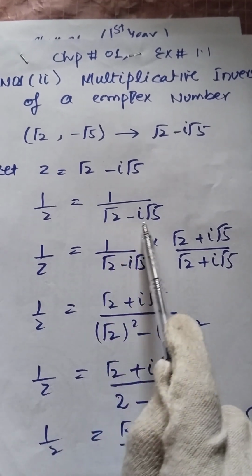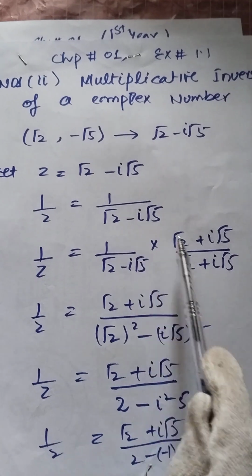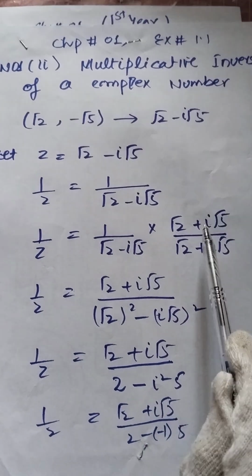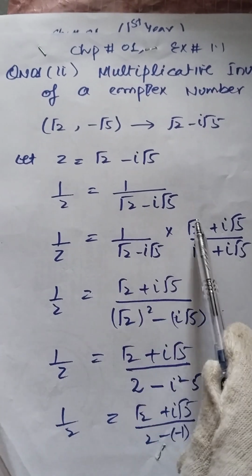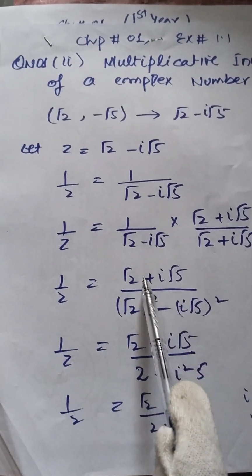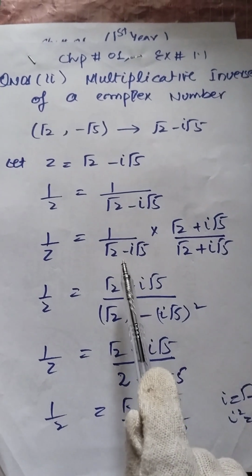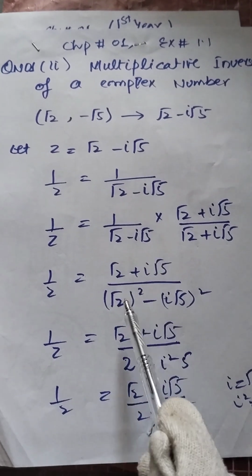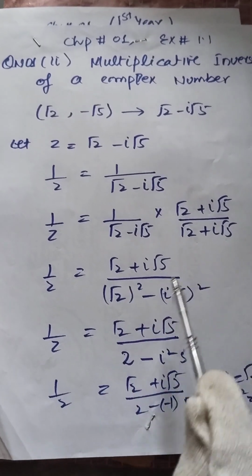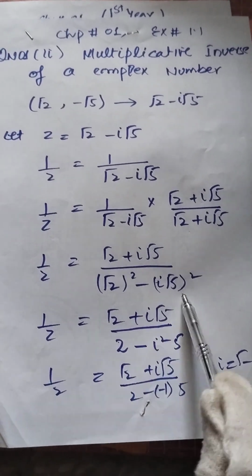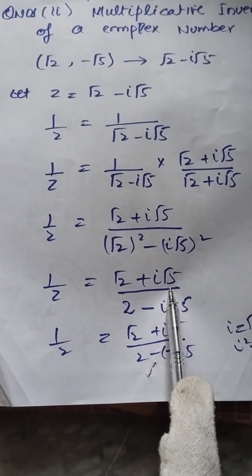We simplify the term used in the denominator by multiplying it with its conjugate, under root 2 plus iota under root 5, and under root 2 plus iota under root 5. The term in the numerator when multiplied by 1 remains unchanged because 1 is the multiplicative identity. And the term used in the denominator after simplification gives under root 2 square minus iota under root 5 square. 1 over Z is equal to under root 2 plus iota under root 5.